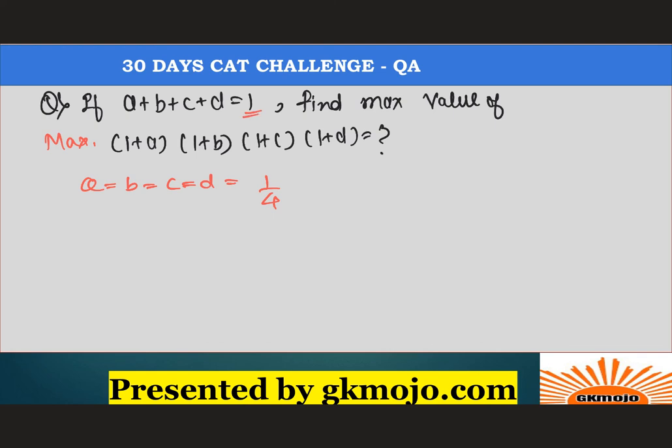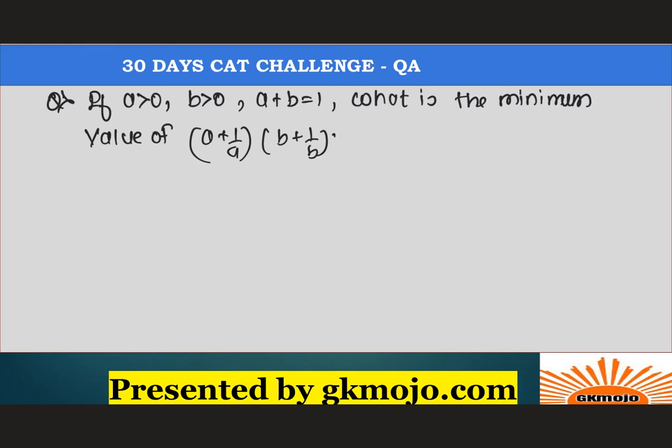So what would be the maximum value? It would be 1 plus 1 by 4, just placing over here the values of these variables. It would essentially be multiplied 4 times and hence it would be 5 by 4 to the power 4. So it would be 625 upon 256. That would be the correct answer. Let's have a look at the next question.